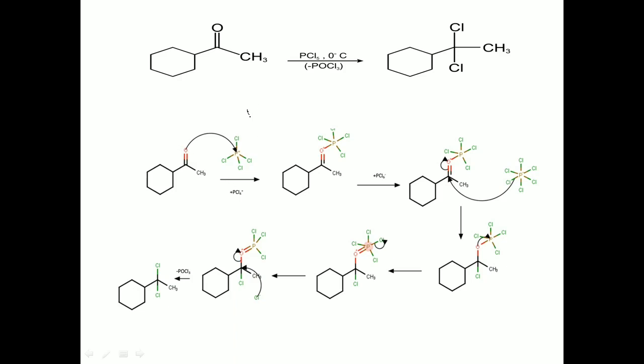So generally PCl5 exists as PCl4 plus and PCl6 minus. So PCl4 plus attacks the C plus. So by multiple steps we will get this gem-dihalide.